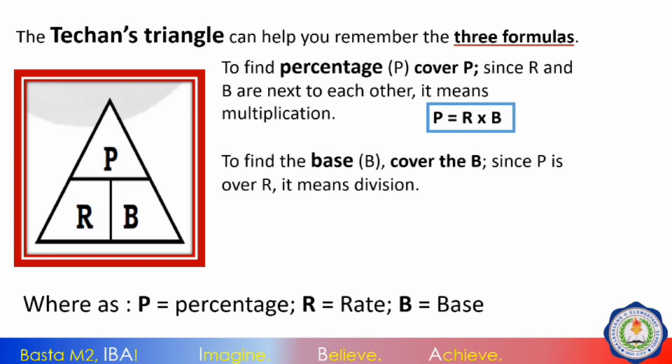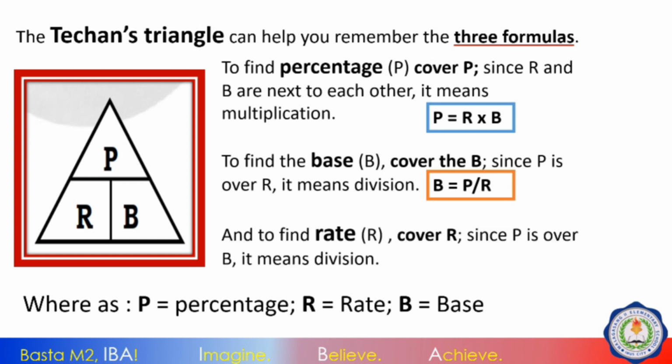To find the base, cover the letter B. Since P, or percentage, is over R, it means division. B, or base, is equal to percentage divided by rate. And to find rate, cover R. Since P is over B, it also means division, or rate is equal to percentage divided by base. You can always check the previous video for the other examples on how to get the percentage, base, and rate.